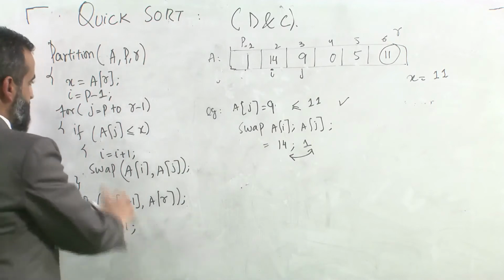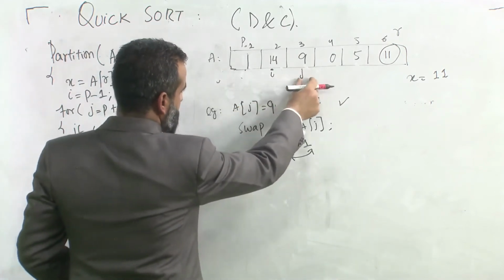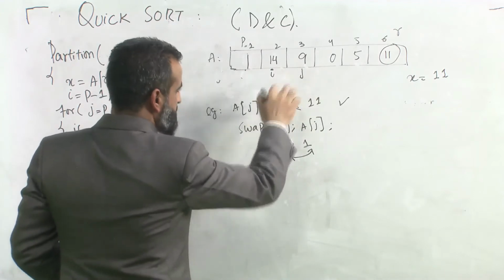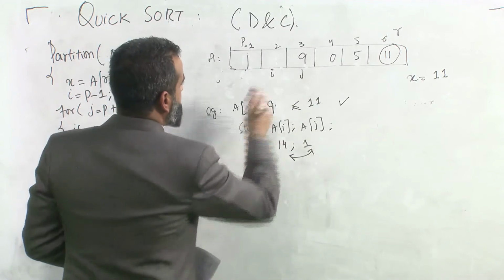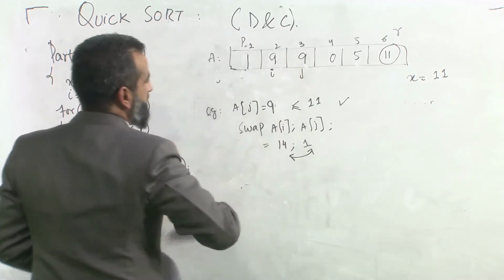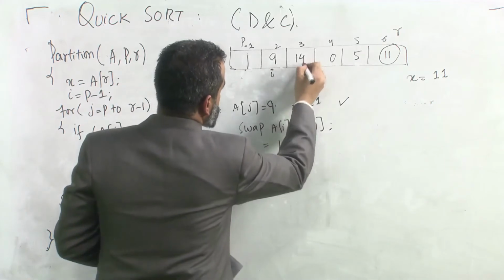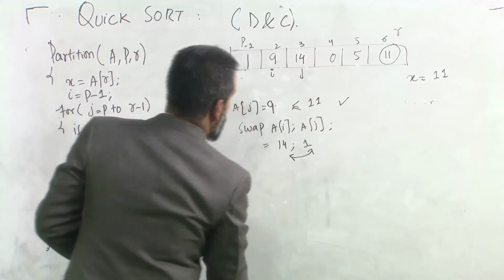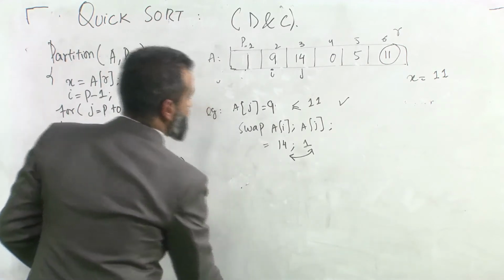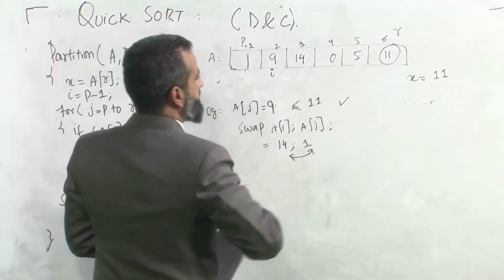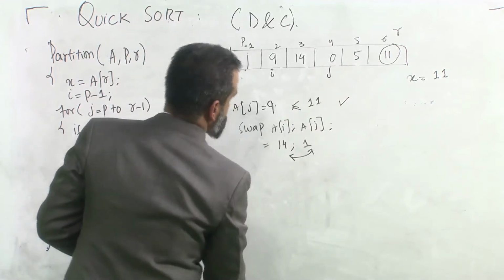We'll make the necessary exchange between A of I and A of J. Once I make the swap, 9 will come over here and 14 will go to location 3. Again, we are still in the loop, so J will be incremented and will start pointing towards the next element. This is my J in this case, and now J is pointing towards a 0.